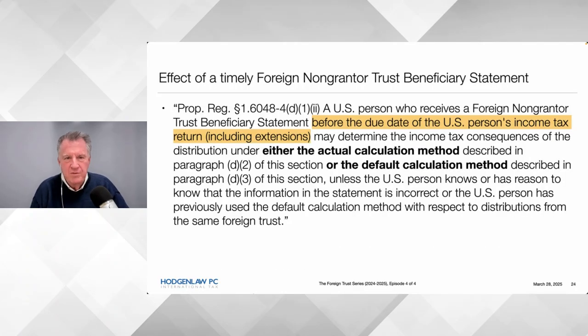So here's out of the proposed regs. You can use the actual calculation method or the default method. You could always choose into the default calculation method if you want to, unless the foreign non-grantor trust beneficiary statement is missing, or you've previously used the default calculation method. So in a nutshell, this is where it is.